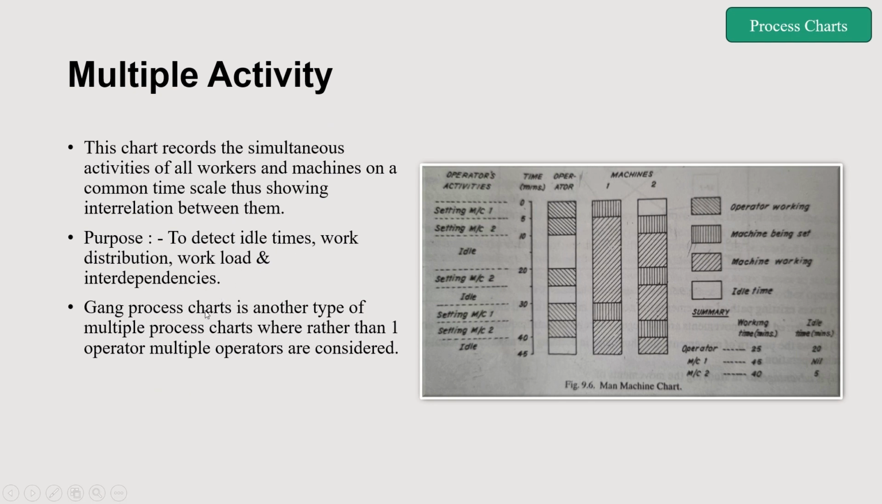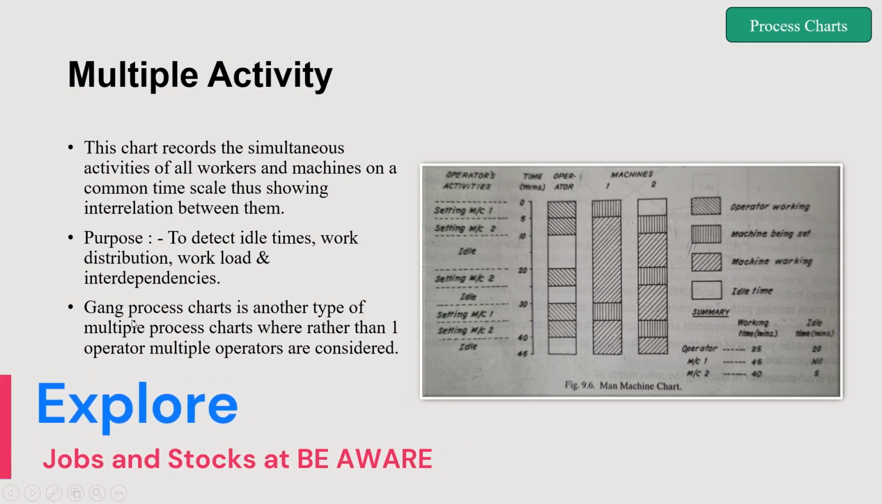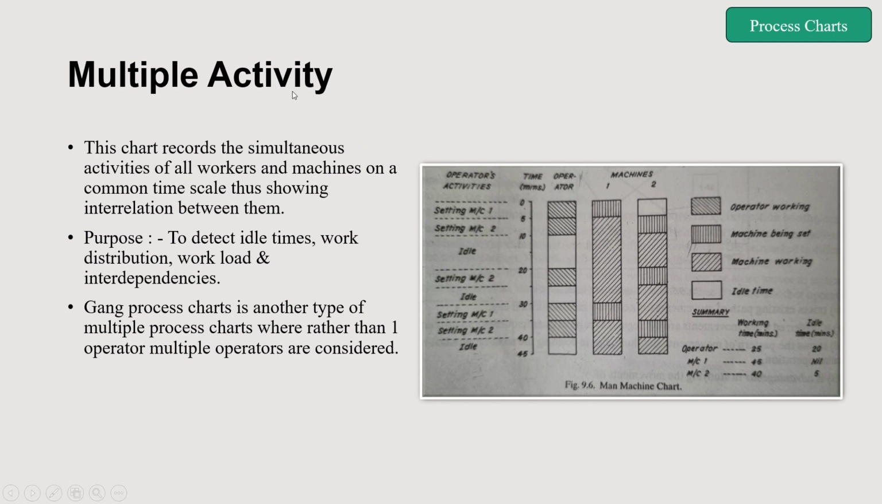Basically, the gang process chart is another type of multiple activity chart where, rather than one operator, we use multiple operators. In the image on the right side, we have an operators column, a column for machine 1, and a column for machine 2. The operator activities are listed on the extreme left side, and we have a time scale here, which is plotted based on the activity.